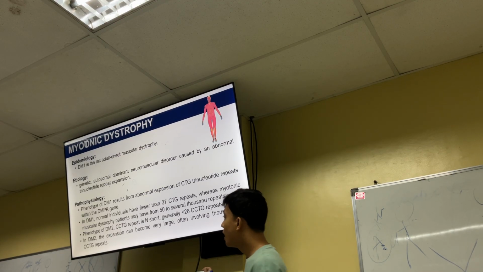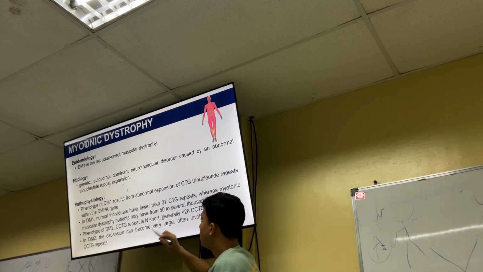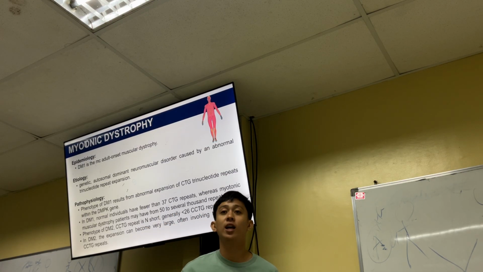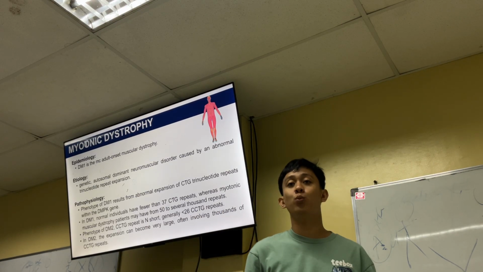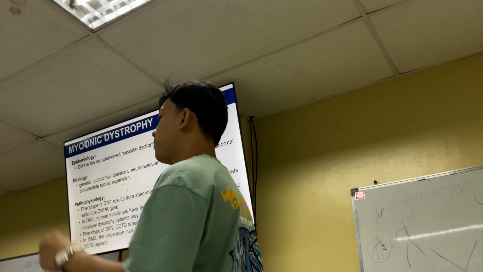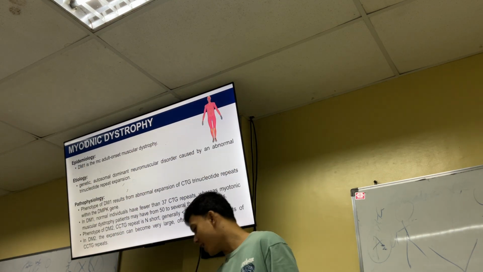expansion. Okay? And also type 2, CCTG repeat is normal, short, usually less than 26. If more than 26 CCTG repeats, the patient is diagnosed with DM type 2. Got it? Alright.